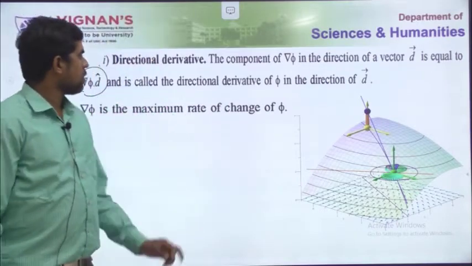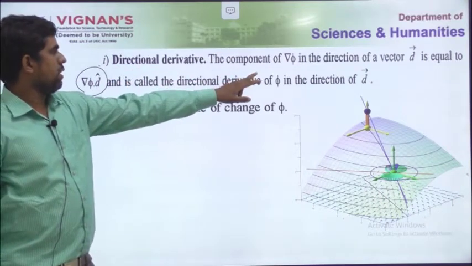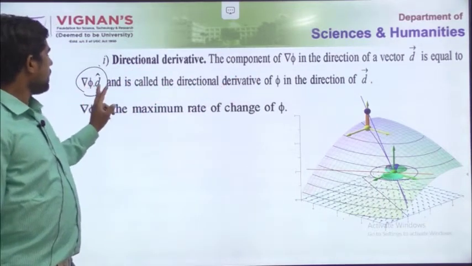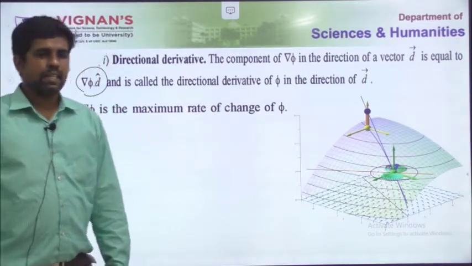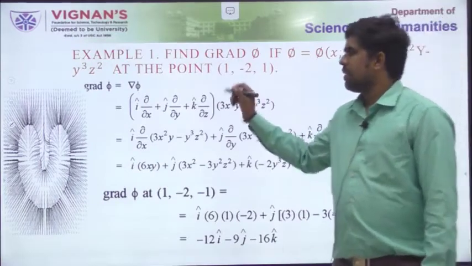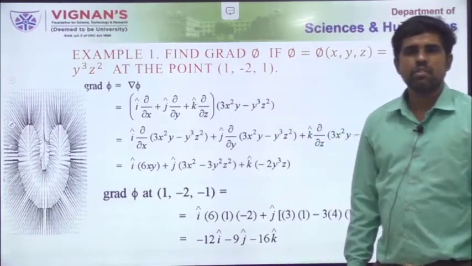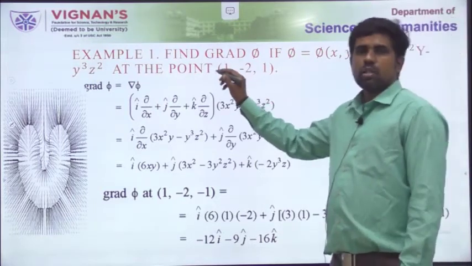Okay, so what I want to say, directional derivative in the direction of d vector is del phi dot d cap. Okay, del phi dot d cap. Now let us do one example based on the definition we have discussed, gradient of a surface phi. So what is the question?